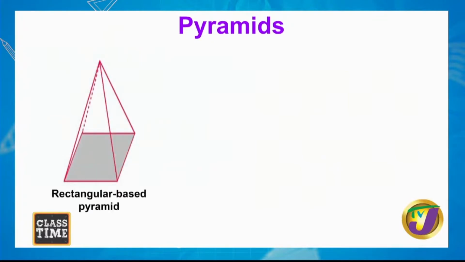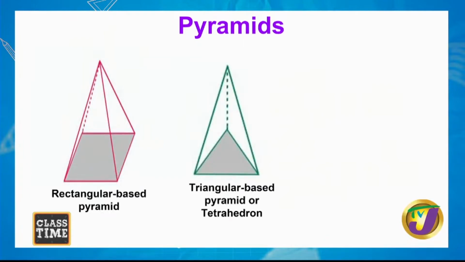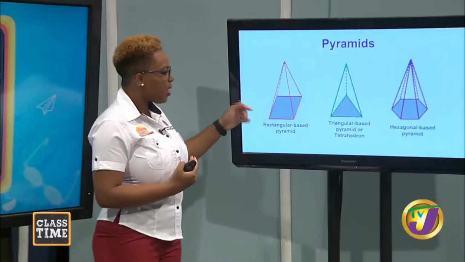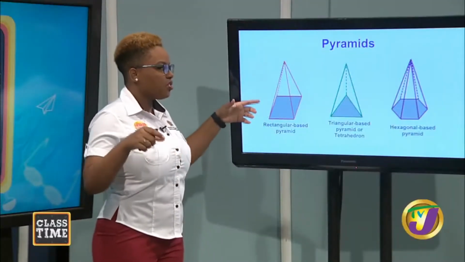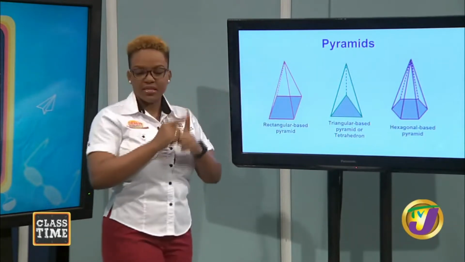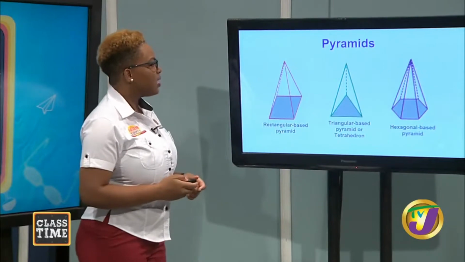Here are some other examples of pyramids. We have the rectangular-based pyramid, the triangular-based pyramid, or a tetrahedron. This is a special one, so it has its own name. Yes. Tetrahedron. And then hexagonal. Hexagonal-based pyramid. Okay, so as you are seeing, there is a different shape at the base, and then we have the triangular faces going up to meet at the apex. There you go. Perfect.